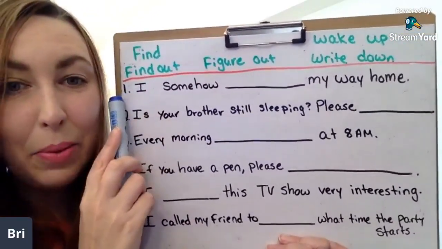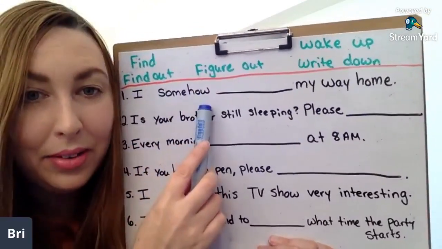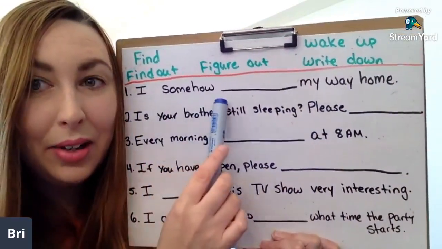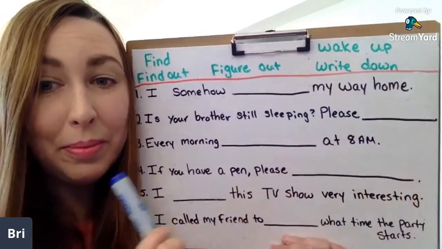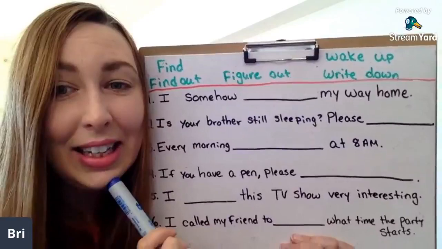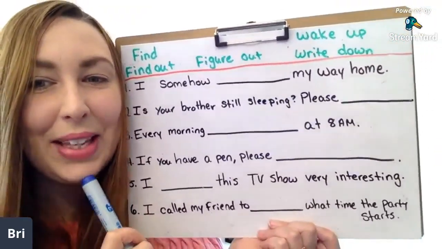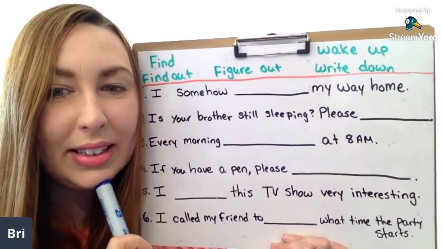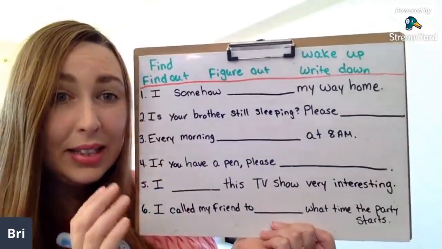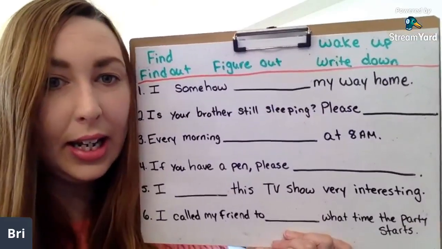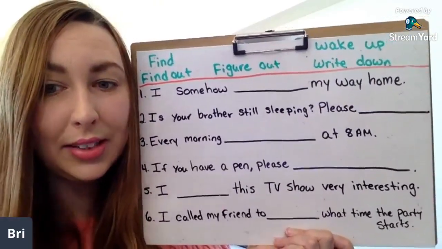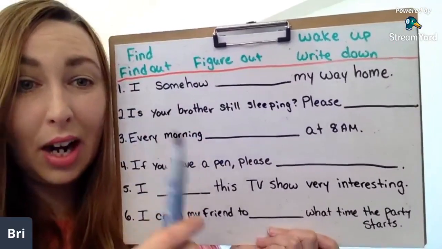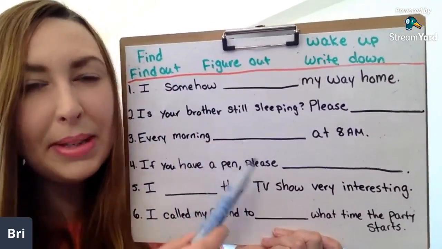Okay. Number 1. I somehow my way home. I somehow my way home. Oh, very good. I see. Oh, Alex said so easy. Okay. So I see a lot of people. Oh, very good. Okay. So for this one, two different answers could be correct. Okay. So number 1, 2 answers are correct, but they have maybe similar meanings.